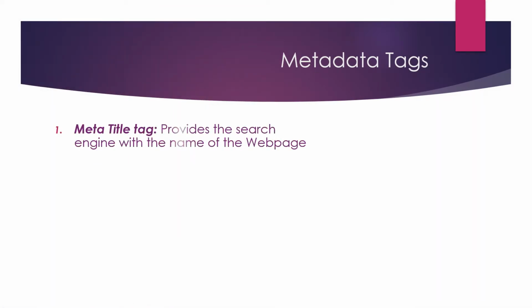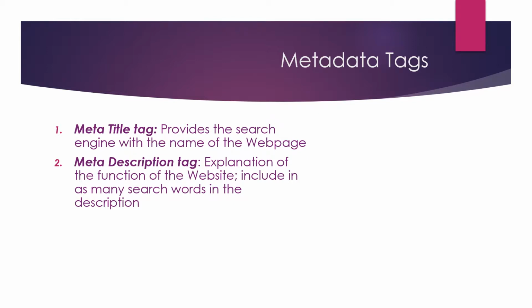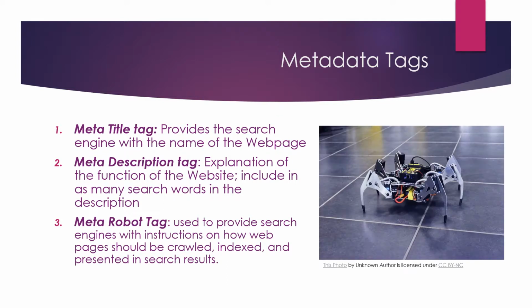Now let's take a look at our 3 metadata tags. The meta title tag provides the search engine with the name of the web page. The meta description tag explains the function of the website, and it includes many of the search words in the description. The meta robot tag is used to provide search engines with instructions on how web pages should be crawled, indexed, and presented in search results.